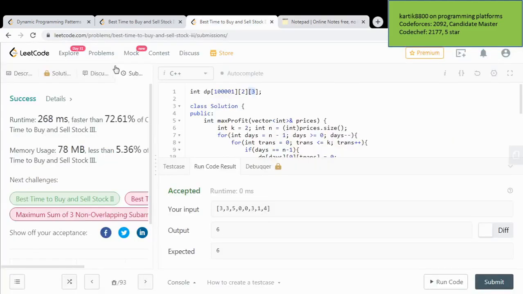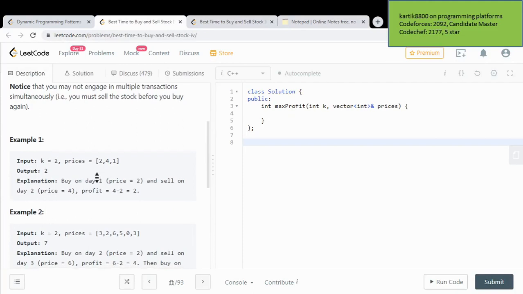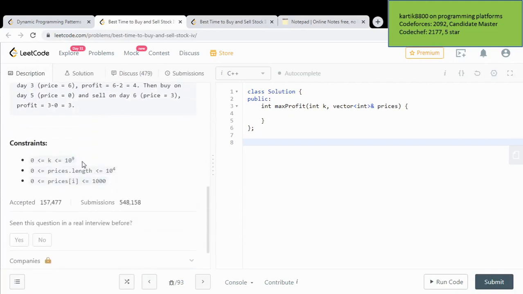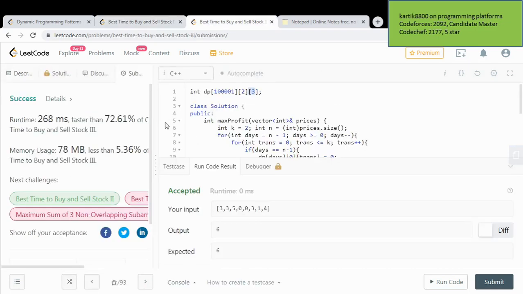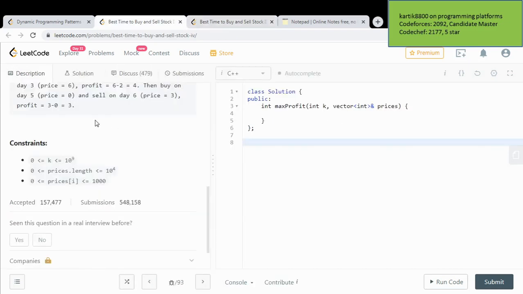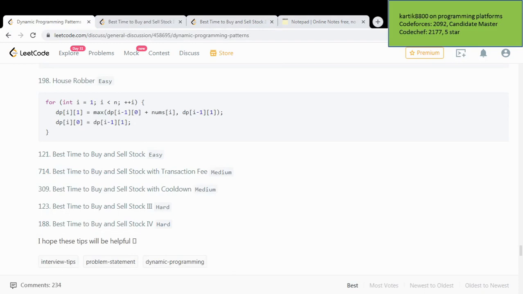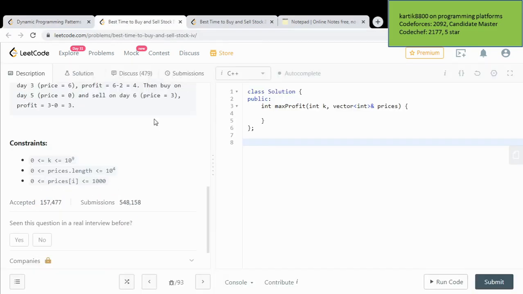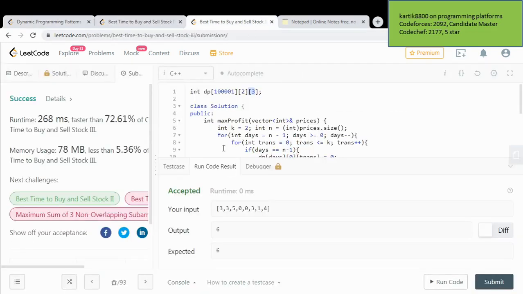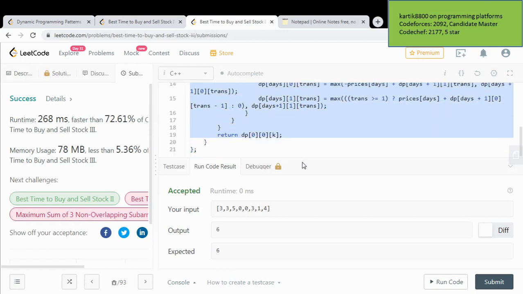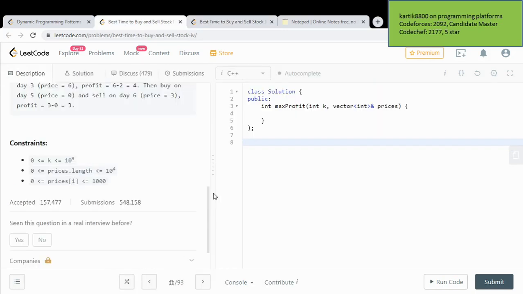But in this version here, k is up to 10 power 9. So if you have a complexity of n into k, that is a big major no-no, right? You cannot do that. It's big TLE for you. So what we will do is we'll make a few observations and come back to using the same code. So I'll copy it anyway. We'll see if it runs or not for this one.